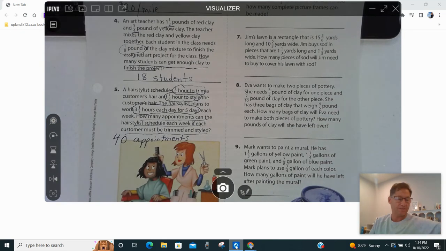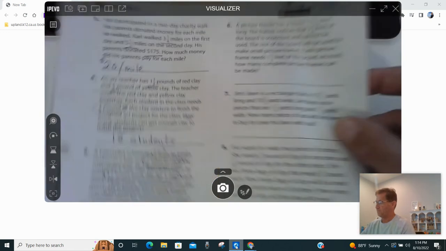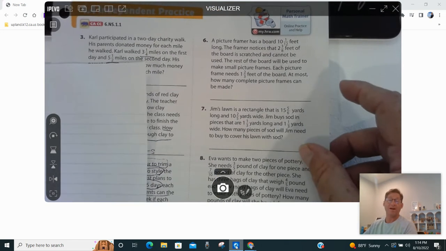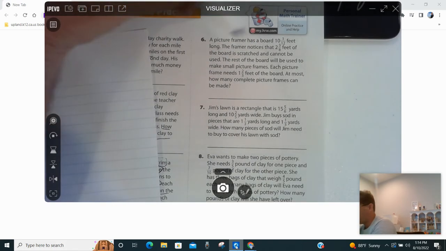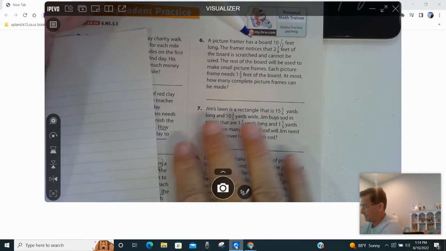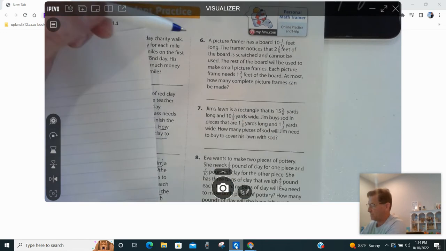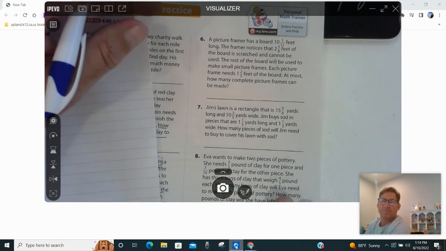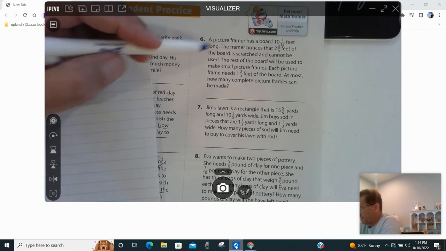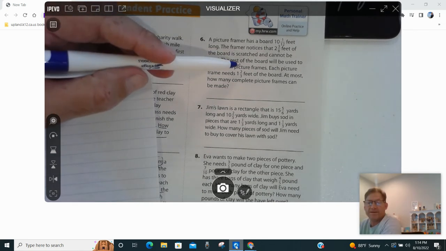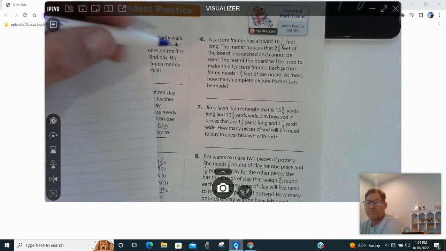Now let's move on to number 6. A picture framer has a board 10 and 1/12 feet long. And the framer notices that 2 3/8 feet of the board is scratched and cannot be used. The rest of the board will be used to make small picture frames. Each picture frame needs 1 2/3 feet of board. At most, how many complete picture frames can be made?